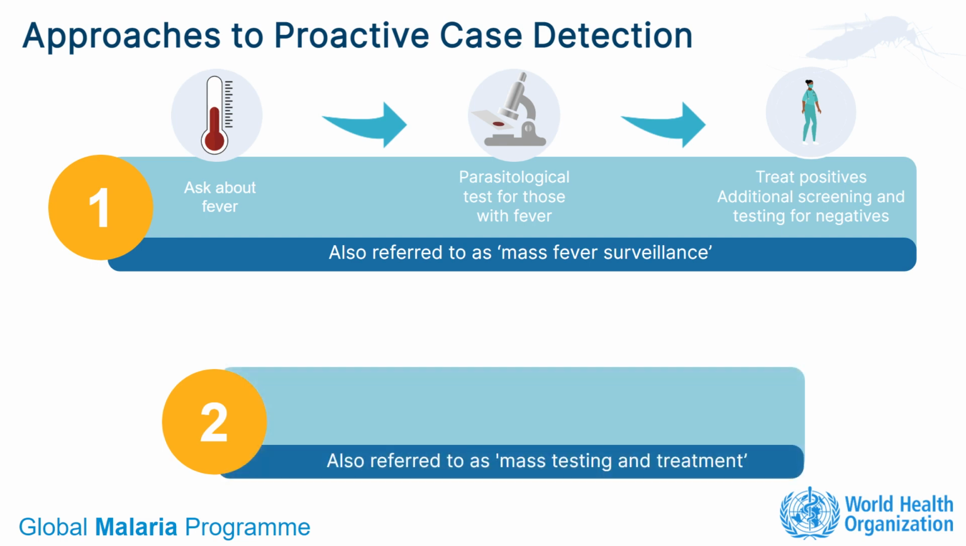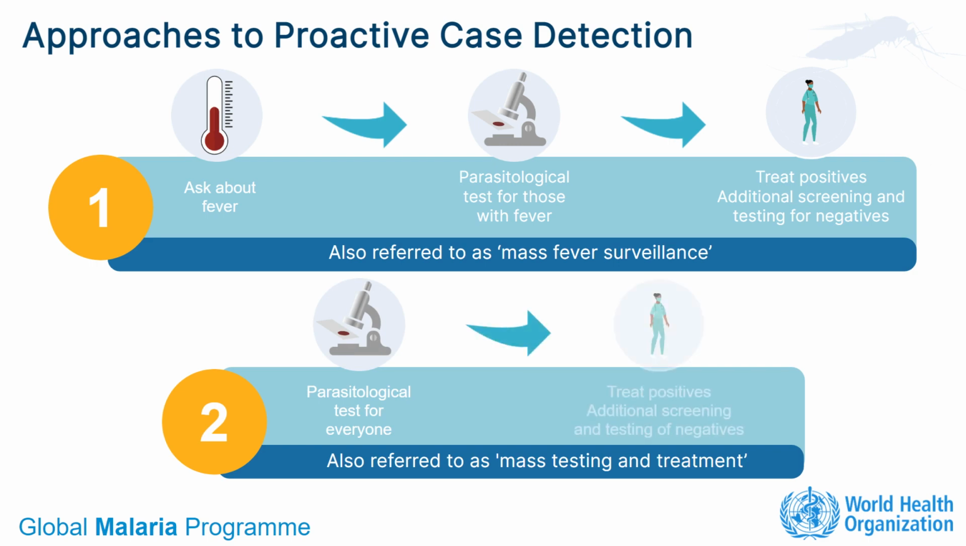The second approach, also referred to as mass testing and treatment, involves testing everyone in the targeted population with a parasitological test, regardless of symptoms. Again, all of the people who test positive should be treated with an antimalarial according to national guidelines, and those who test negative should be appropriately referred.